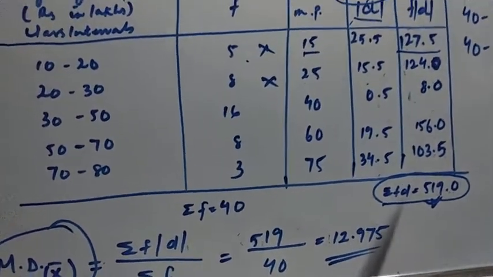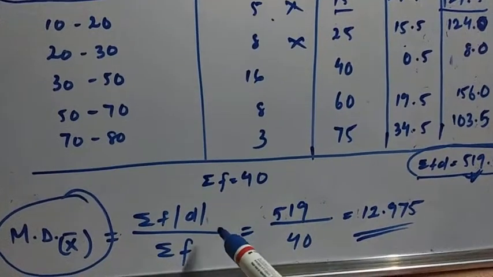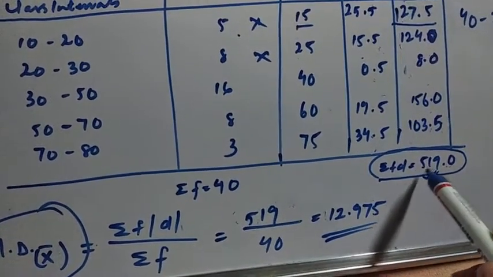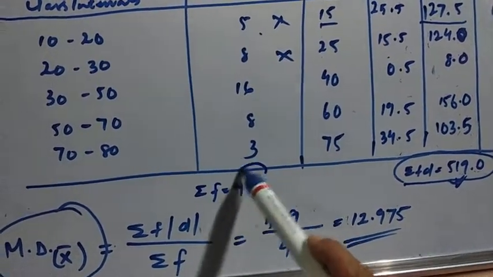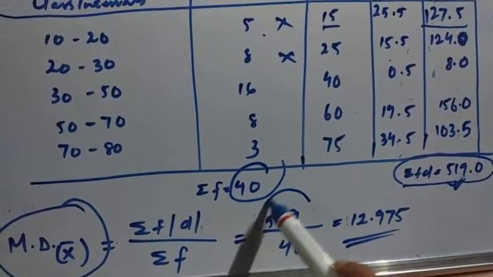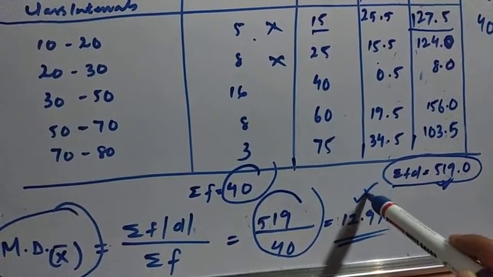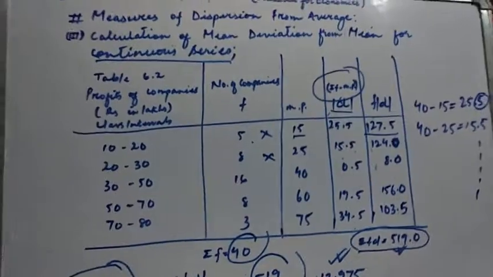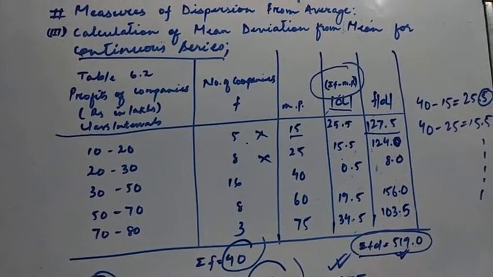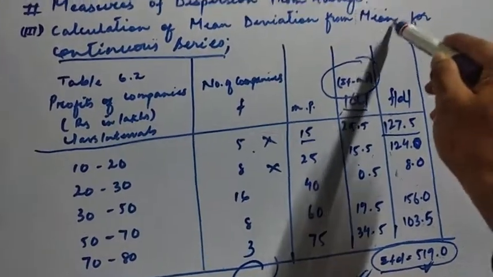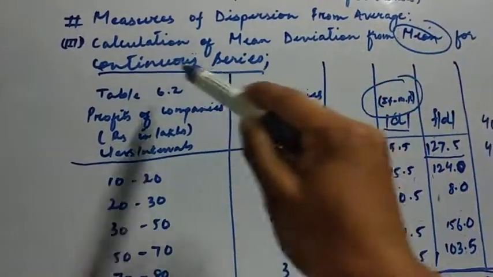Now you can put the values in the formula. Summation FD here is 519.0, and summation F is 40. When you divide this, you get the answer. So this is how you calculate mean deviation from mean for continuous series.